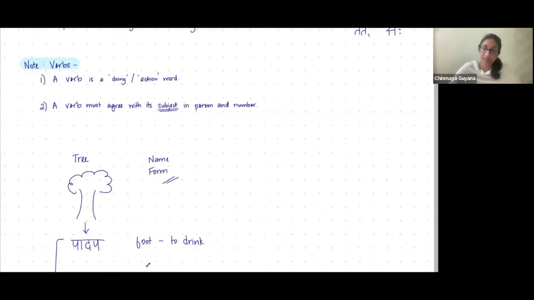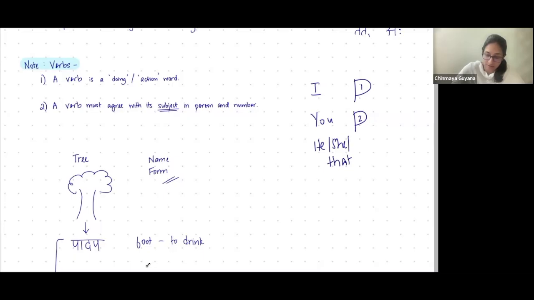Then we saw also verbs are doing words. Anything that you do is a verb. And in Sanskrit, one main thing you must remember about verbs is that they must agree with the subject in person and number. Meaning, if our subject is I, the verb has to be first person. If the subject is you, the verb has to be second person. And if the subject is he, she, that, like that, it, it has to be third person. This is a rule. They have to match. They also have to match in singular, dual, plural. Meaning if it is two of us or two of you or all of them, it must match.